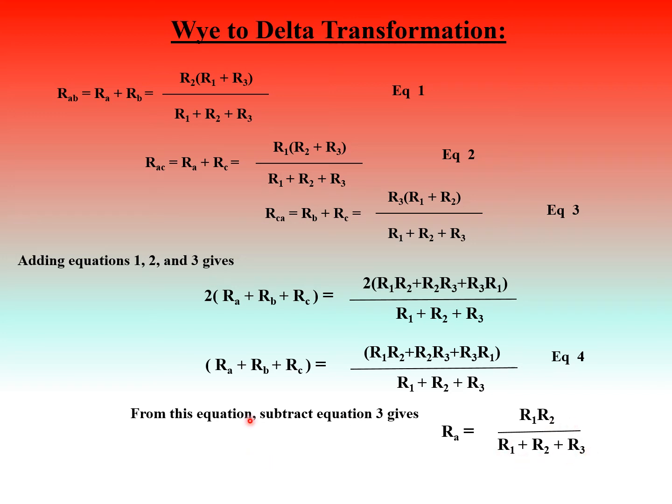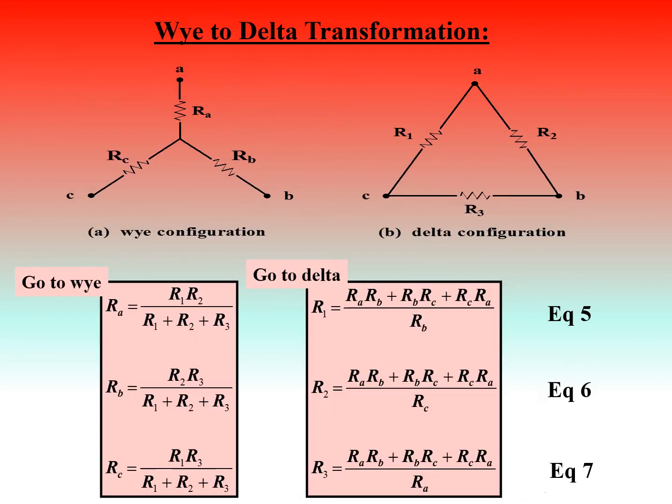Similarly, in order to get RB and RC, if you want to get RB, you see you have to remove RA and RC. That means which equation do you have to remove? This equation 2. You have to remove equation 2 from equation 4, then you will get RB. Similarly, you will get RC. You have to do that. Here I'm not going to show all of that, so you can try it on your own.